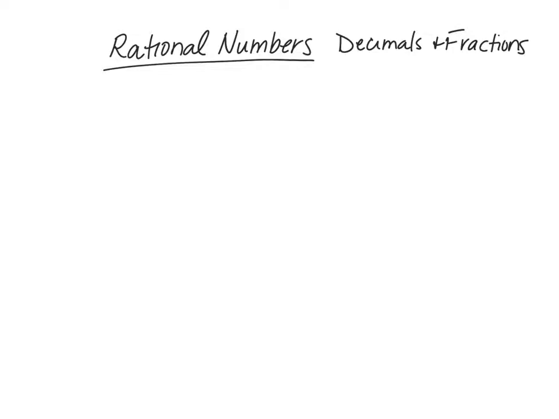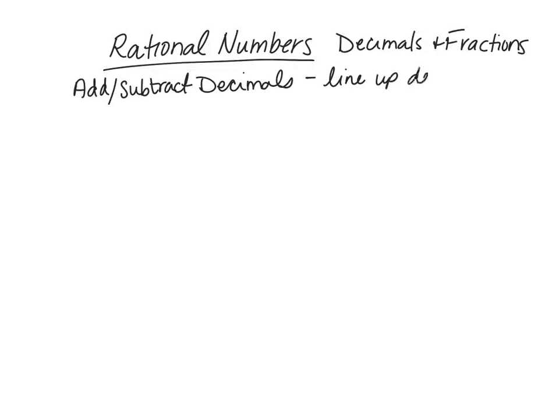Rational numbers are decimals and fractions. We're going to start by just reminding ourselves how to add and subtract decimals. But now we're going to have some negatives and positives in there. So when we add and subtract decimals, we want to line up the decimals. That keeps our place value in the right spots.